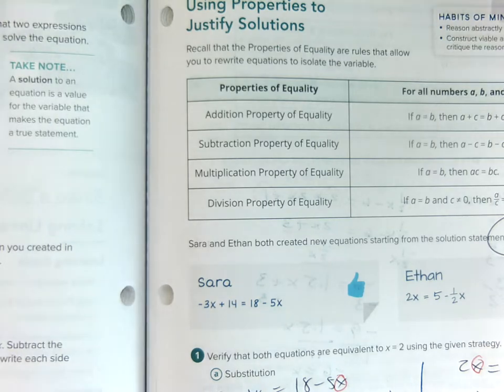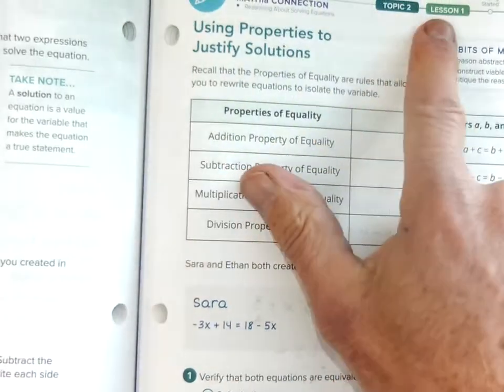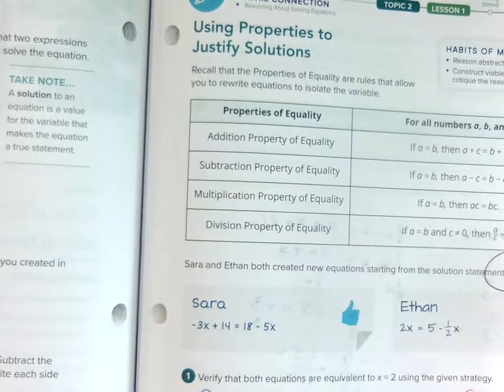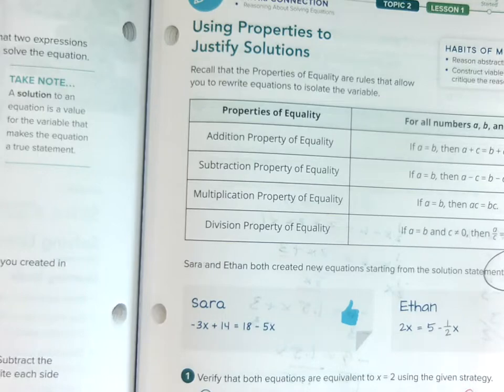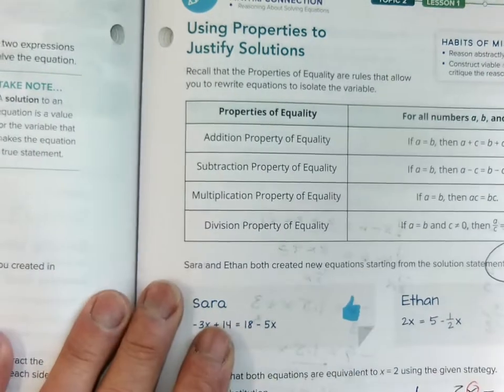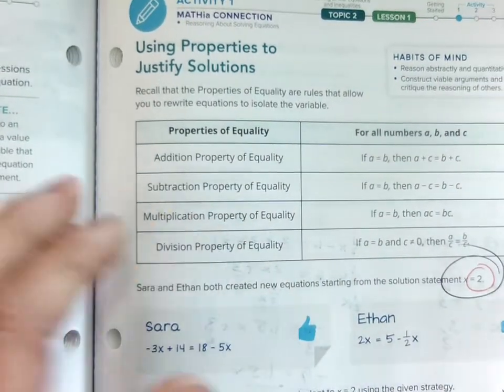Okay, everybody, let's recap the lesson. So we are on topic 2, lesson 1.1 on solving equations. And so we talked about solving equations again, but they gave us these properties. So what do these properties mean?